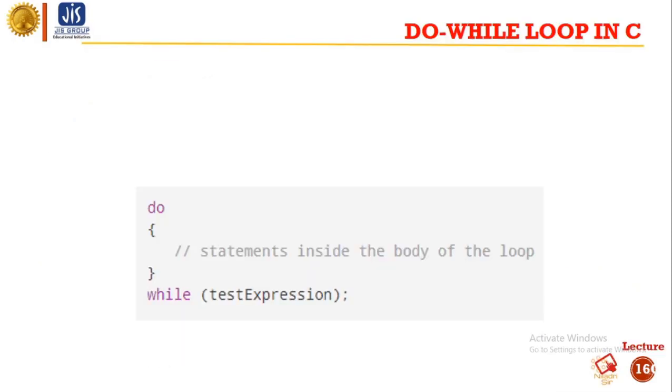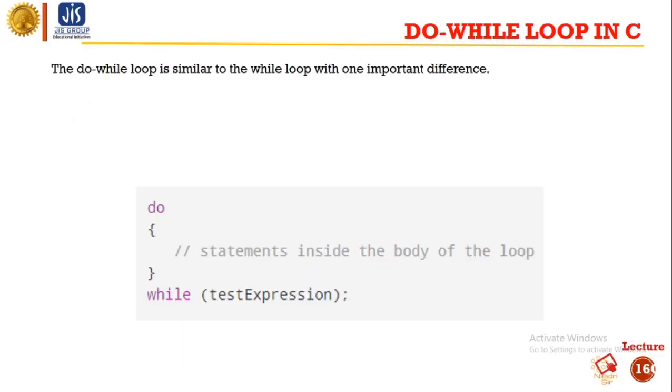So now what is do while loop? The do while loop, as you can see, is similar to the while loop, except the while condition is at the end. But there is one single difference. What is the difference? The body of do while loop is executed at least once.